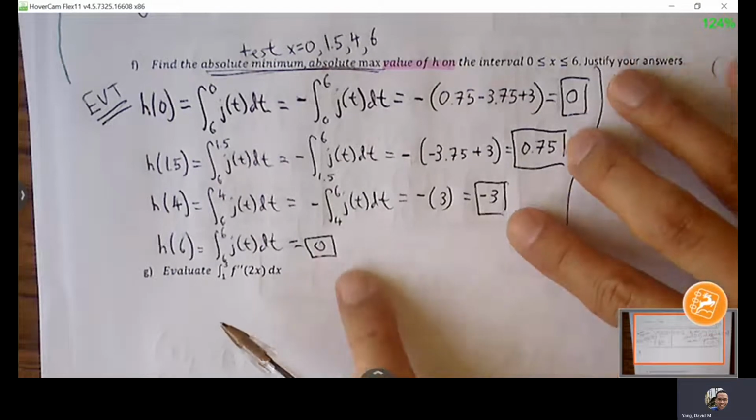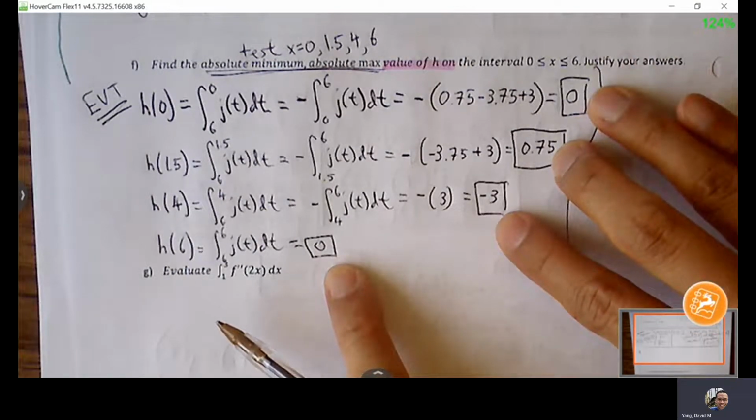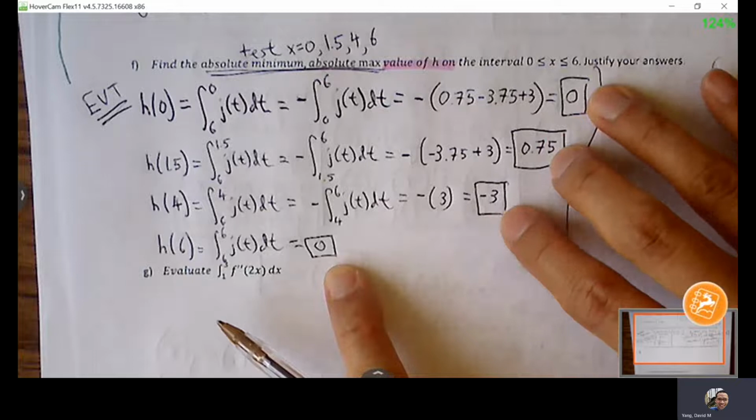Okay, we have our 4 candidates. We're looking for the absolute max, absolute min. Absolute max will be 0.75, absolute min will be negative 3.